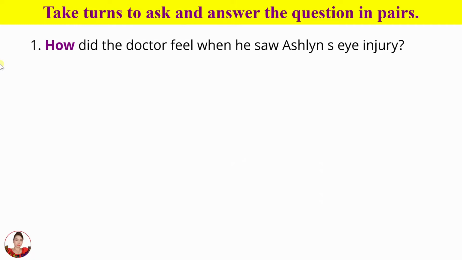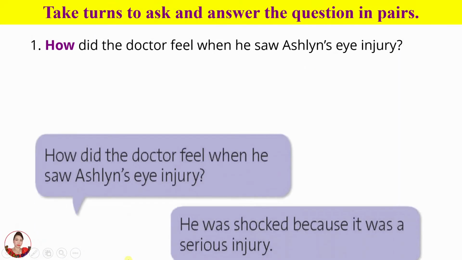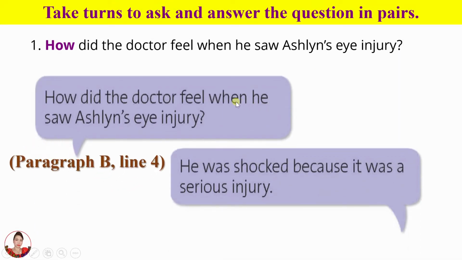Now take turns to ask and answer the questions in pairs. Number 1. How did the doctor feel when he saw Ashlyn's eye injury? He was shocked because it was a serious injury. The answer is in paragraph B, line 4.